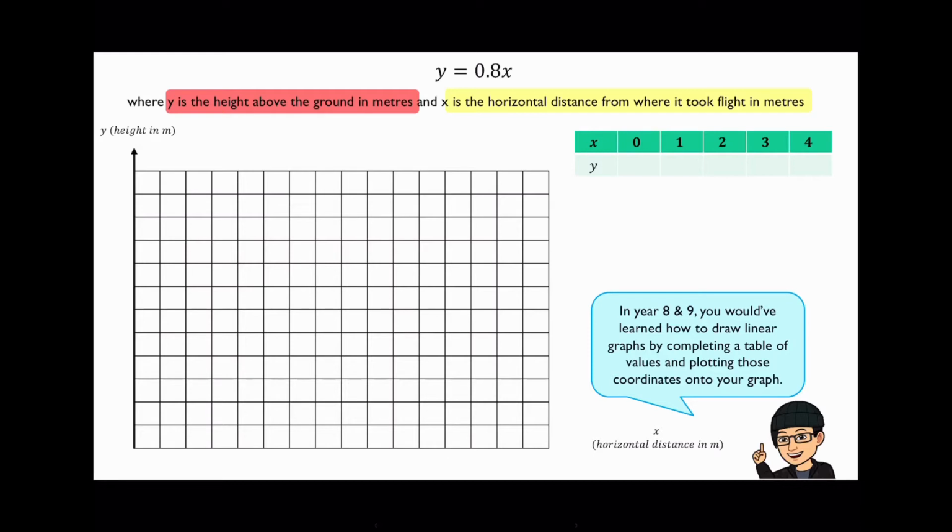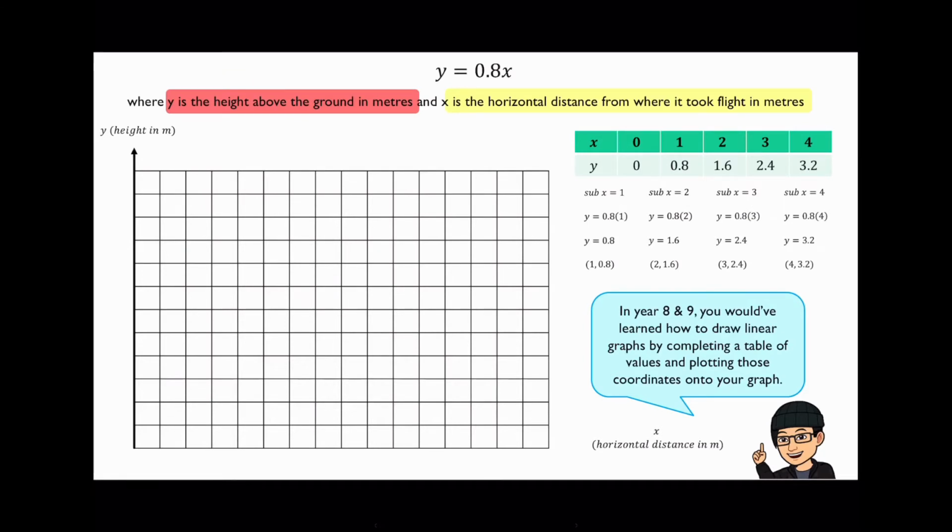So what we do is substitute the values in. I previously found out the y value by subbing x is equal to 0. So let's sub in x is equal to 1. If you do that, that's going to be y is equal to 0.8. So that's going to be the coordinates over here. Do the same thing for x is equal to 2. You're going to get 1.6. Do the same thing for the rest. And these are going to be the values for your table of values.